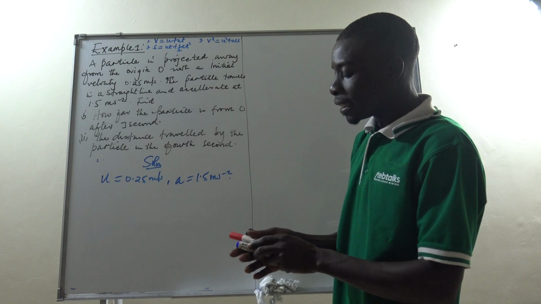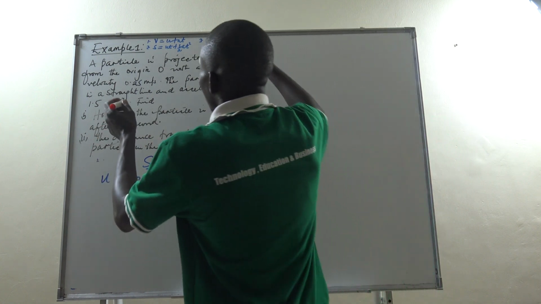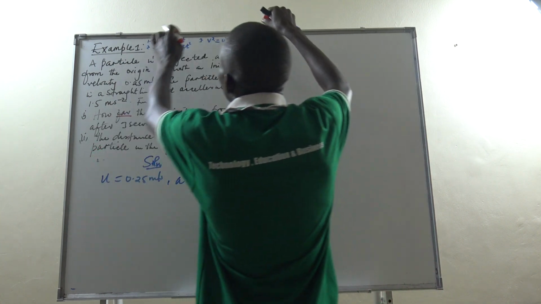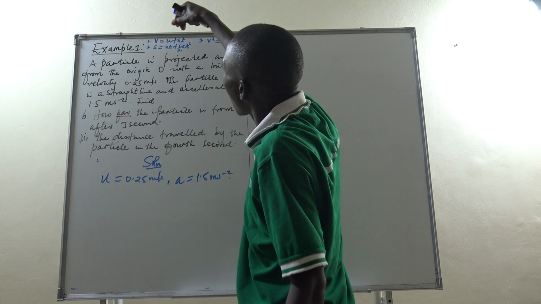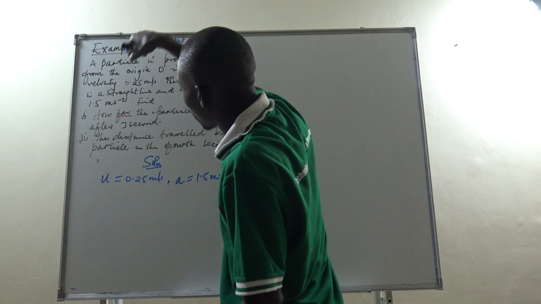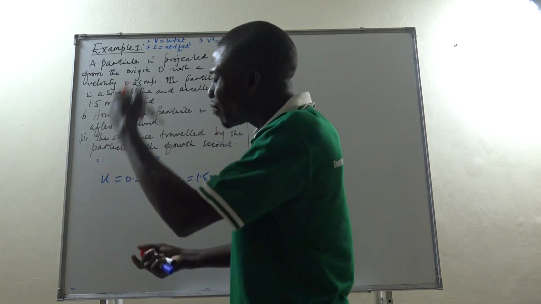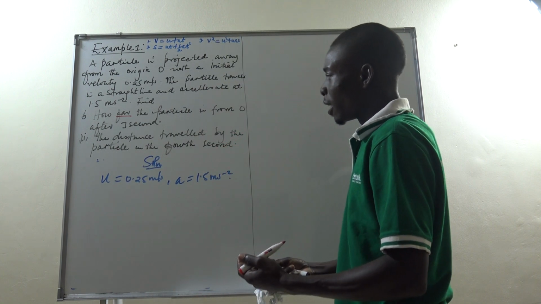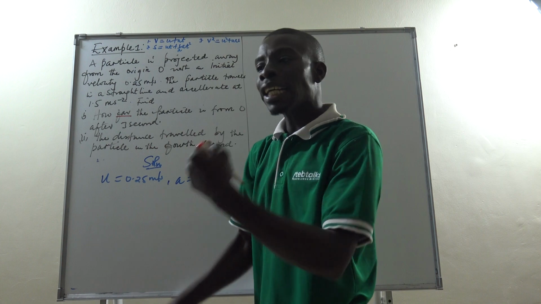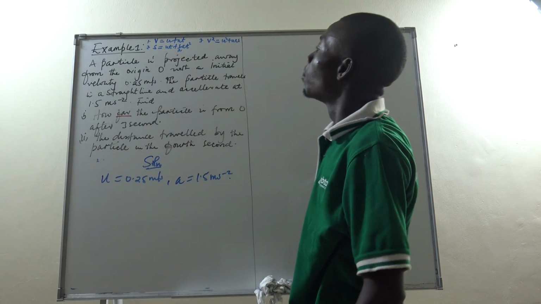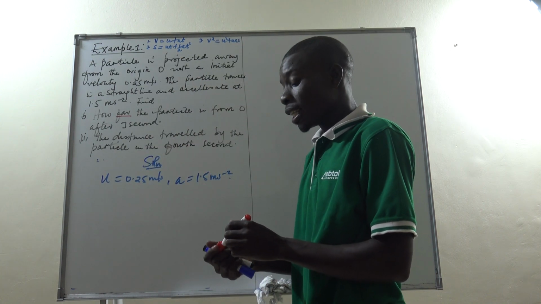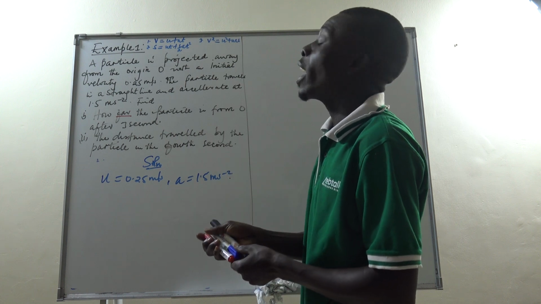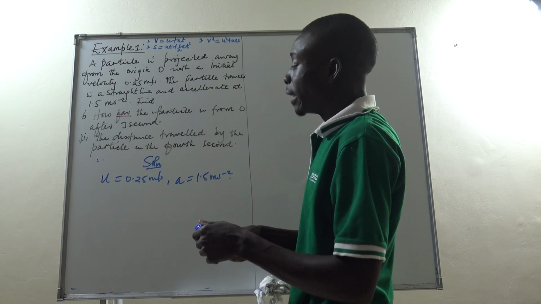Now they are saying, find 1, how far the particle is from O after 3 seconds. What does the word "how far" mean according to our variables here? Is that velocity? Is that time? Or is that distance? So how far, that is a distance moved from the origin, isn't it? So if they say how far, they mean find the distance.